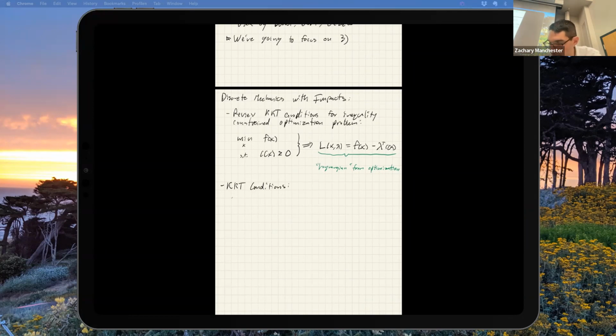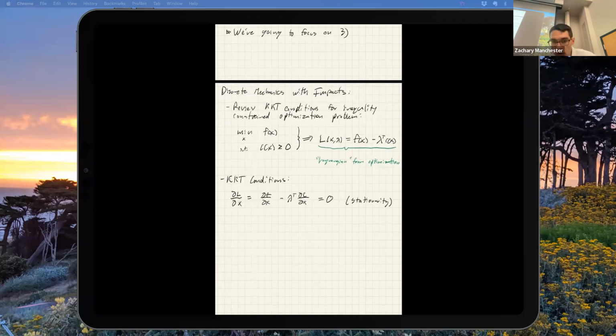Okay, we've talked about these, so I'm just going to rehash. We get basically that the gradient of everything equals 0. So partial L partial x, which equals partial f partial x minus lambda transpose partial c partial x, equals 0. So the gradient of the Lagrangian equals 0. This is called stationarity. Has anyone heard of that? We talked about this.